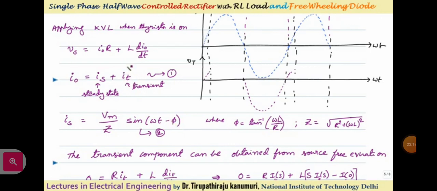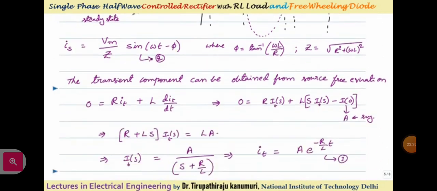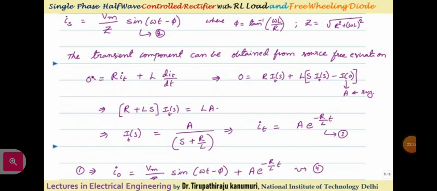Now coming to the transient component. To analyze the transient component, we can easily analyze from the source free equation. That means when your source is equal to 0, that means Vs is equal to 0, I can write that equation as i into R plus L into di by dt. I am doing the transient analysis, that's why I have represented it with the suffix t. So I can apply the Laplace transform to this. This will become 0 equal to R into It of s plus L into s into It of s minus the initial value of the current. This initial value of the current I don't know, so I am representing it by A. We are going to derive it from the boundary conditions later on. So I am taking it as A.